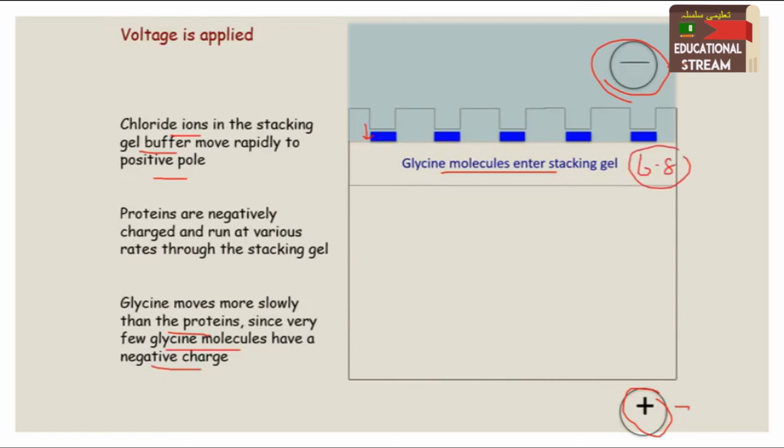Chloride ion has a negative charge, as well as the protein samples have a negative charge. They will enter into the stacking gel, while the movement of the glycine will be slow because the glycine will not completely ionize and can carry the negative or positive charge, because at the pH of 6.8 glycine will have a charge of 0.